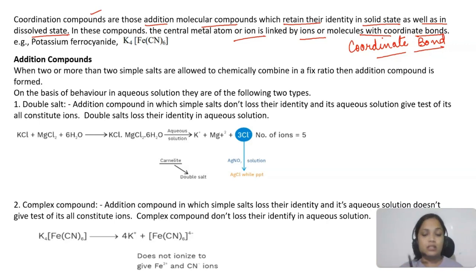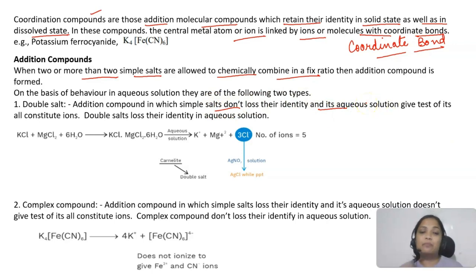Now what are addition compounds, let's try to understand. When two or more than two simple salts are allowed to chemically combine in a fixed ratio, then an addition compound is formed. So we are actually just chemically combining two or more than two simple salts, which will give you addition compounds. Two types of compounds can be formed. The first one is double salt. Now what is a double salt? Addition compounds in which simple salts do not lose their identity.